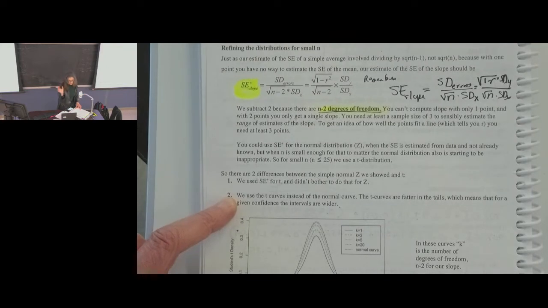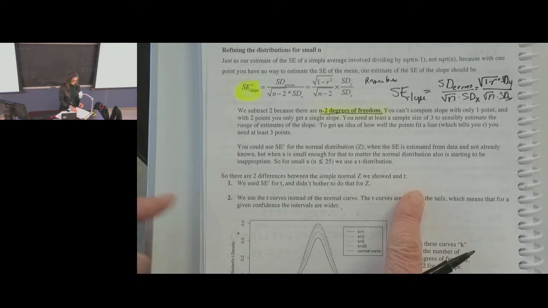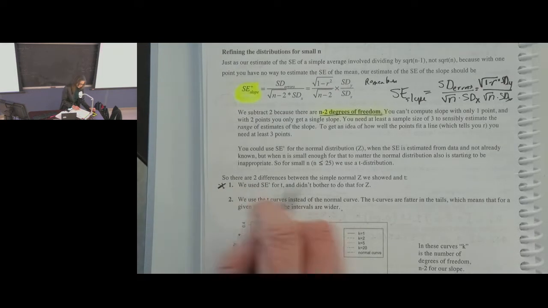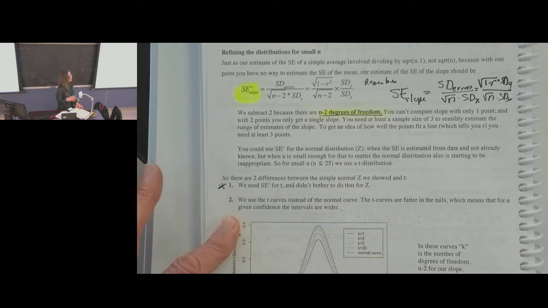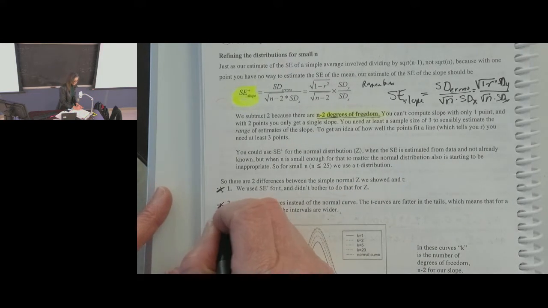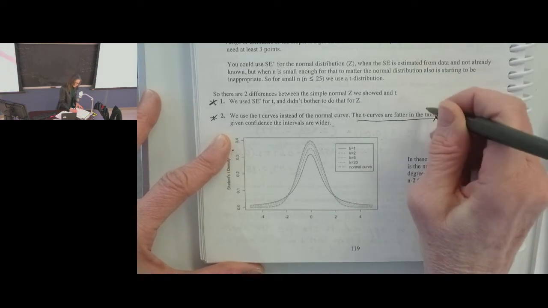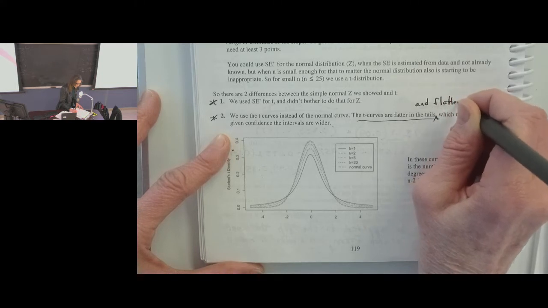All right, so again, now we're going to do our 2 differences between using the normal and using the t. The first one is this one. We're just going to make this standard error a little bigger. That's the first one. We just didn't bother to do it for the z. If you do it, it's not wrong. Then this is the big one: we're going to use these t-curves instead of the normal curves. And the t-curves are fatter in the tails, and I should add, flatter in the middle, the same thing.